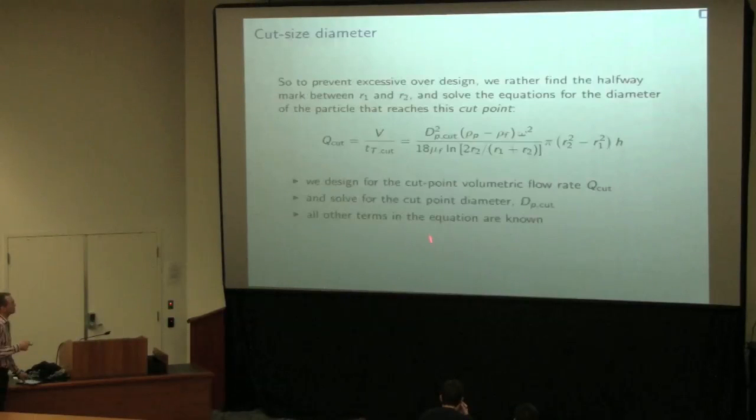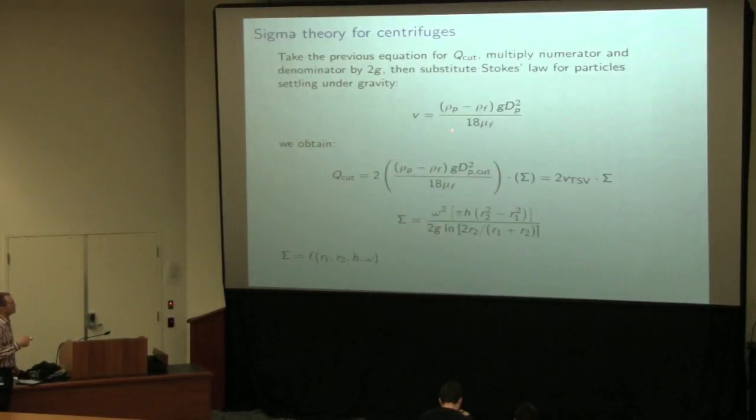So I'm simply taking this previous equation that I had, multiplying numerator and denominator by 2g. I'm not changing it much, but what that does is it creates the Stokes terminal settling velocity under gravity for that same particle diameter, that term over here in brackets, multiplied by a messy term sigma down below here. So this is saying if I know my volumetric flow rate and I know my Stokes terminal settling velocity for the particle under gravity with no artificial gravitational force, I can calculate sigma. And sigma has units of meters squared.